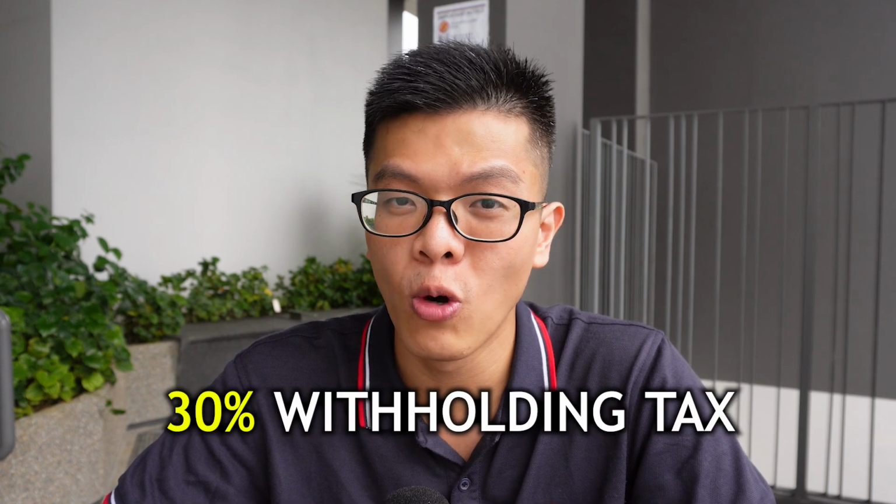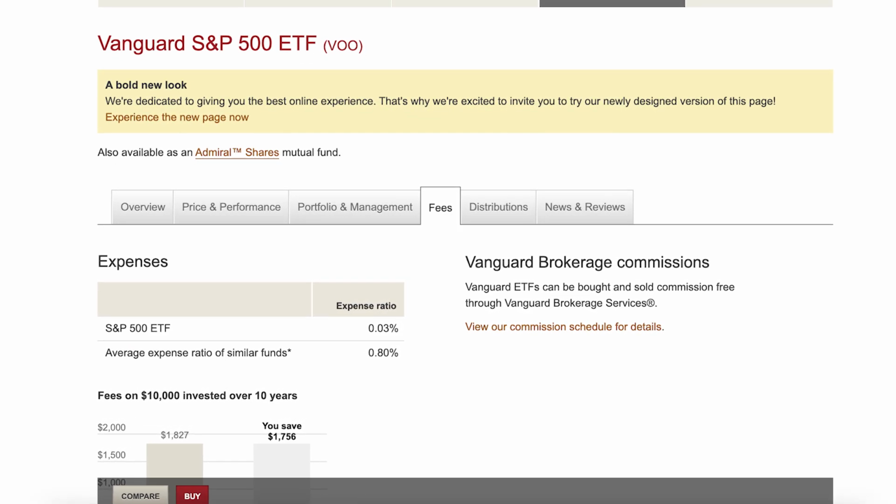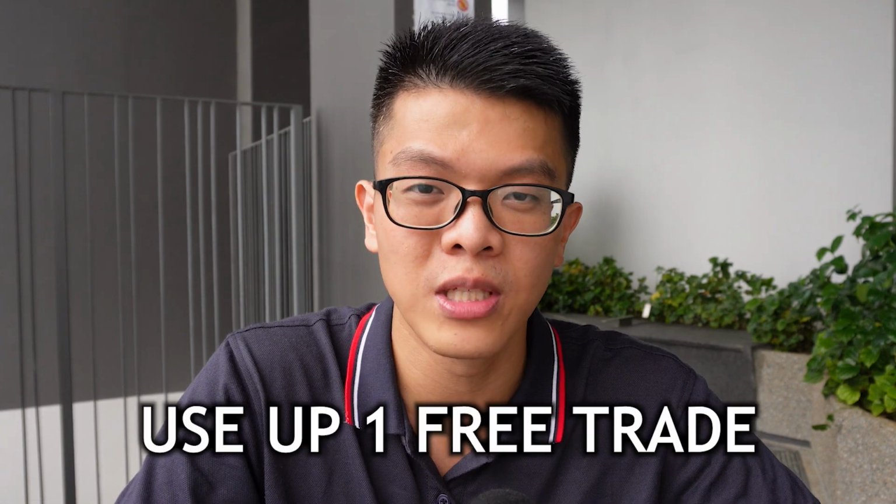So VOO being US-listed will incur a 30% withholding tax on the dividends. And it actually has a much lower expense ratio of 0.03% per annum. And because it's Syfe Trade, after the promo period, it will still offer you 2 free trades monthly. So assuming that you're just going to buy this one time, right, $1,000, it will be commission free because you are using up your free trade for that month.